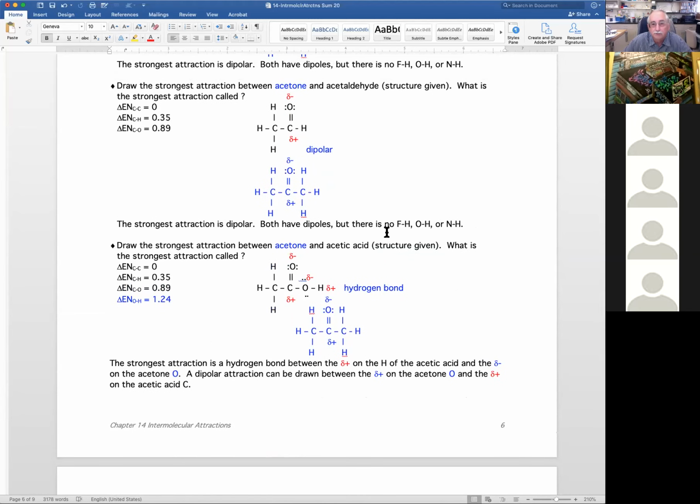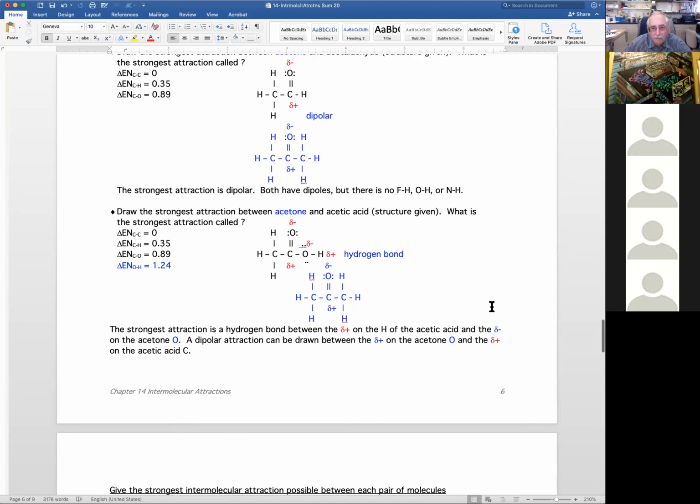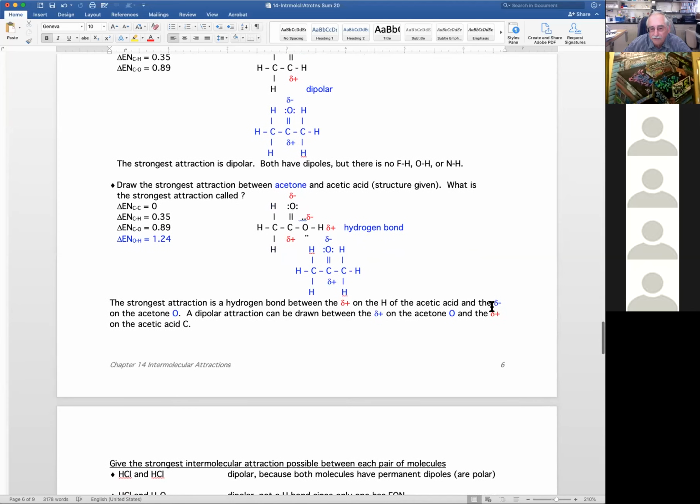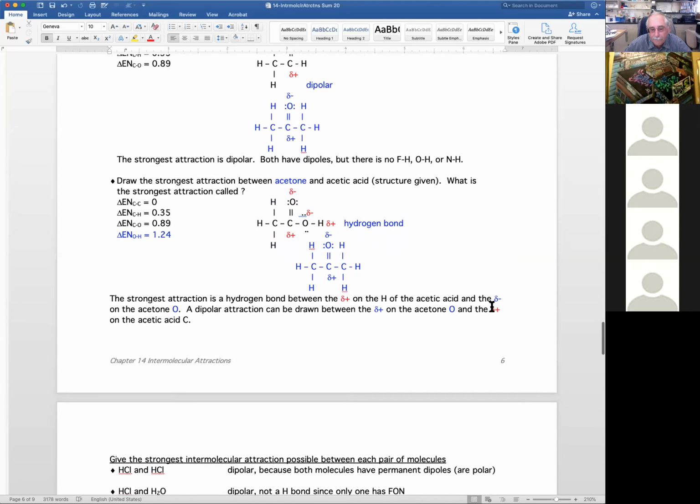So here's acetone and acetaldehyde. Now you don't need to know what these molecules are, of course. Here's between acetone and acetic acid. Just so you get the hang of it, it's always a partial positive that's going to be attracted to a partial negative. That's never going to change.